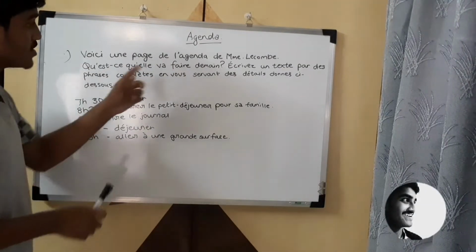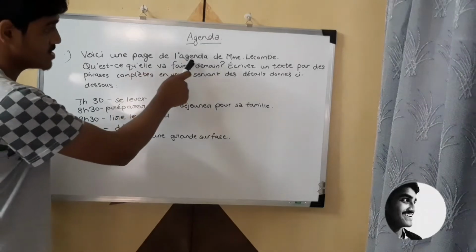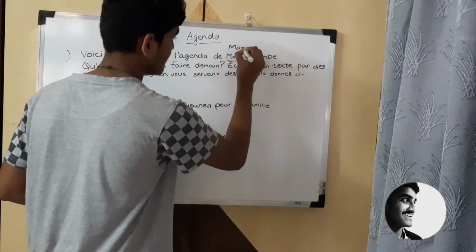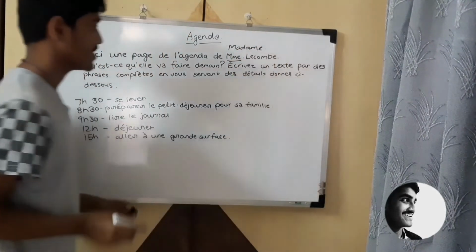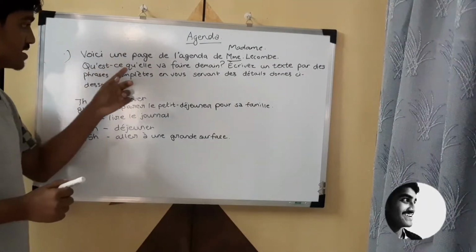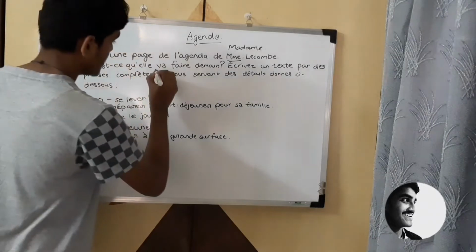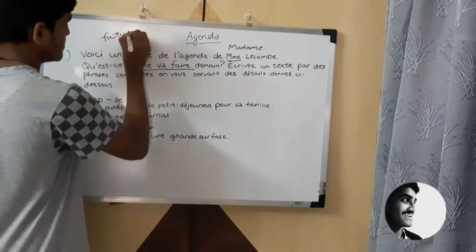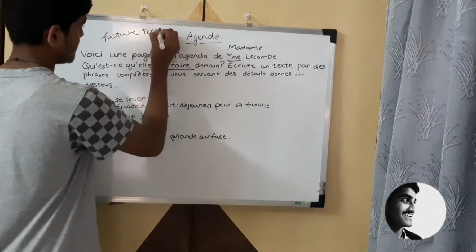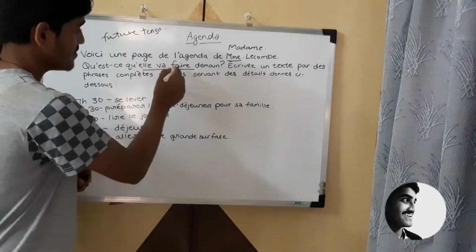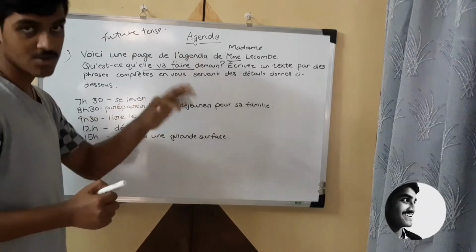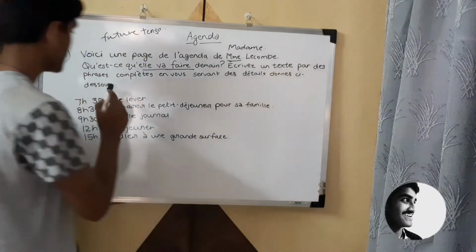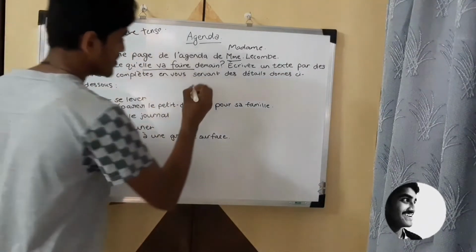Agenda first. Voici une page, voici une page de l'agenda. Here comes Madame. Puis, qu'est-ce qu'elle va faire? Elle va faire means it's the future tense. Demain means tomorrow. Écrivez means to write. Écrivez on the text, or parler. Just complete the agenda. Servant means for.